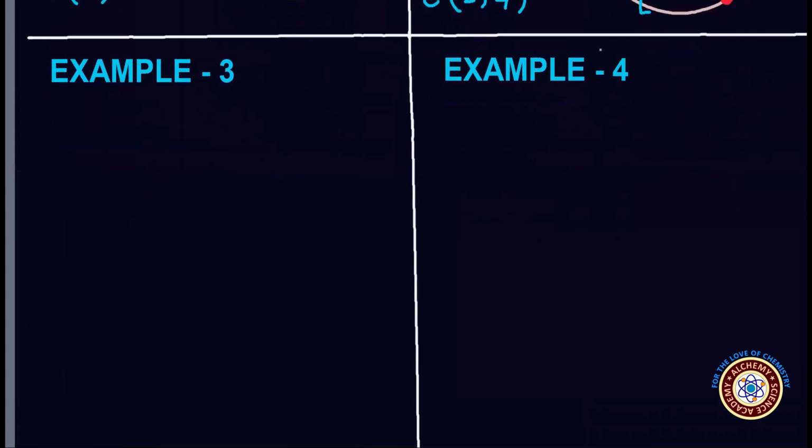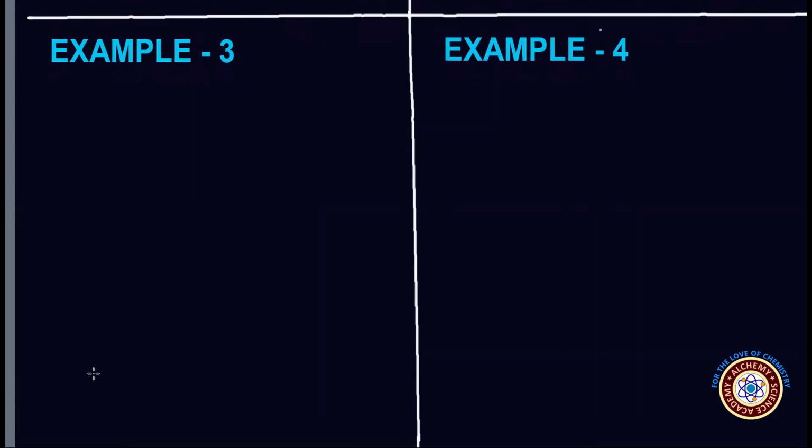Now let us take another example, that is the sodium atom. The atomic symbol of sodium is 11Na23.